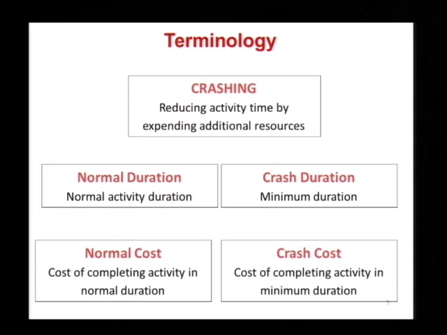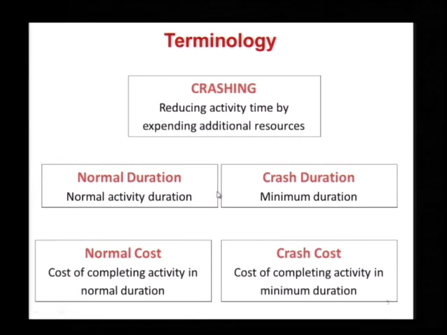More importantly, we also have a normal cost and a crash cost. The normal cost is what we spend to do the activity in normal duration. A crash cost is the cost that results when I start compressing the activity. Now if you take a look at these definitions and terms, what do you think is the relationship between cost and duration here?